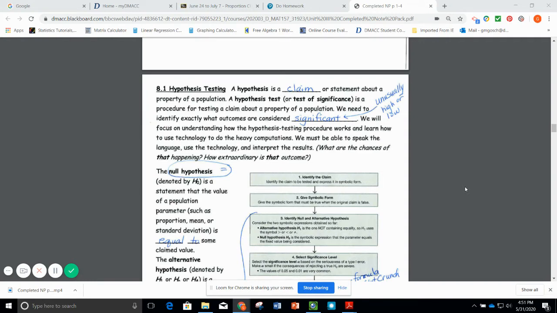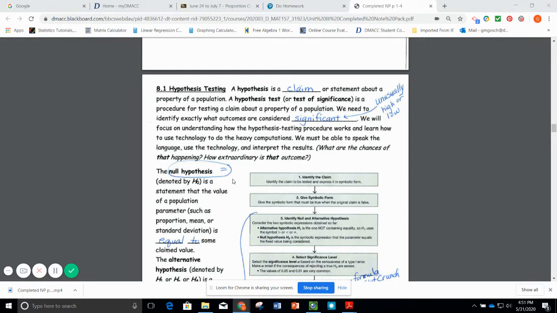I do want you to understand the formulas because you're going to select the formula that is used, plug in the components, and then I will allow you, for the test, to use StatCrunch to do the actual calculations. But I do want you to identify the appropriate formula and plug in all the components.